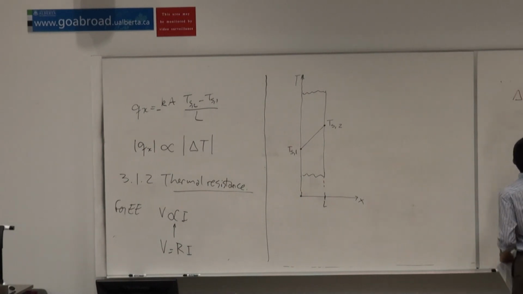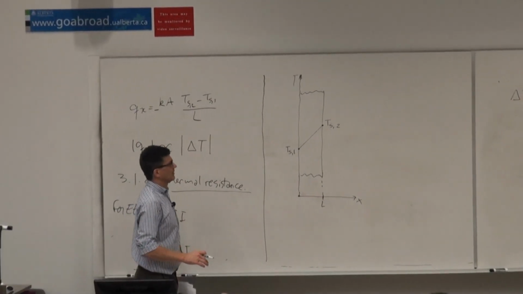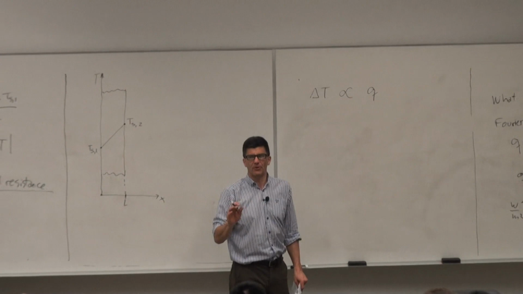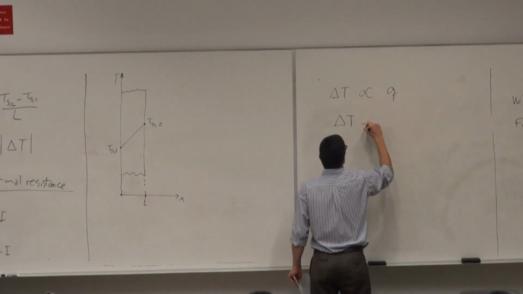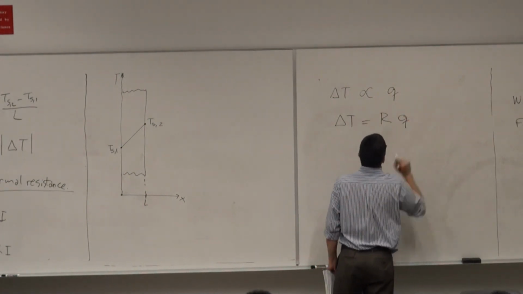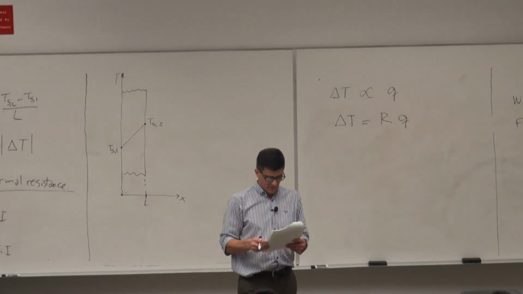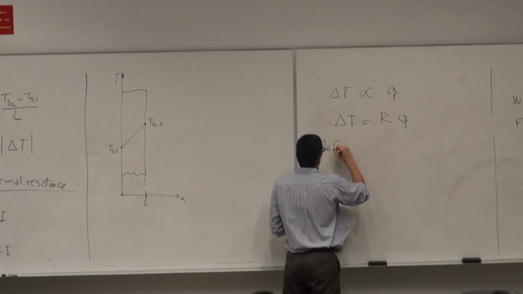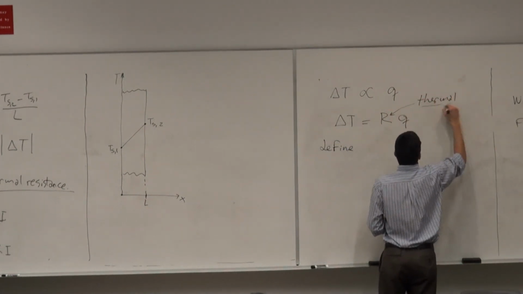But you realize that if we say delta T is proportional to Q. This is what we said here, right? And I didn't put the bars here because we know things flow from hot to cold. So what we're going to say is delta T equals thermal resistance times the heat flux, the heat flow. Now, we can define this as thermal resistance.